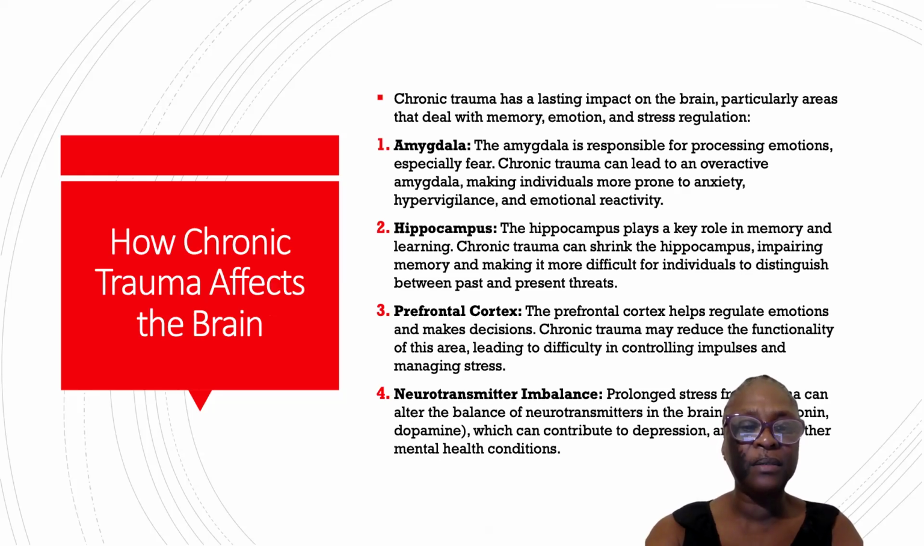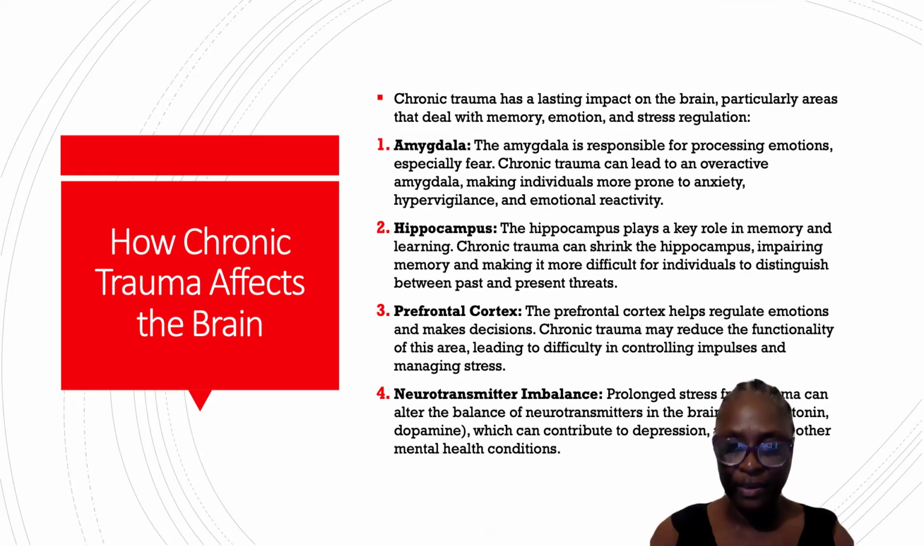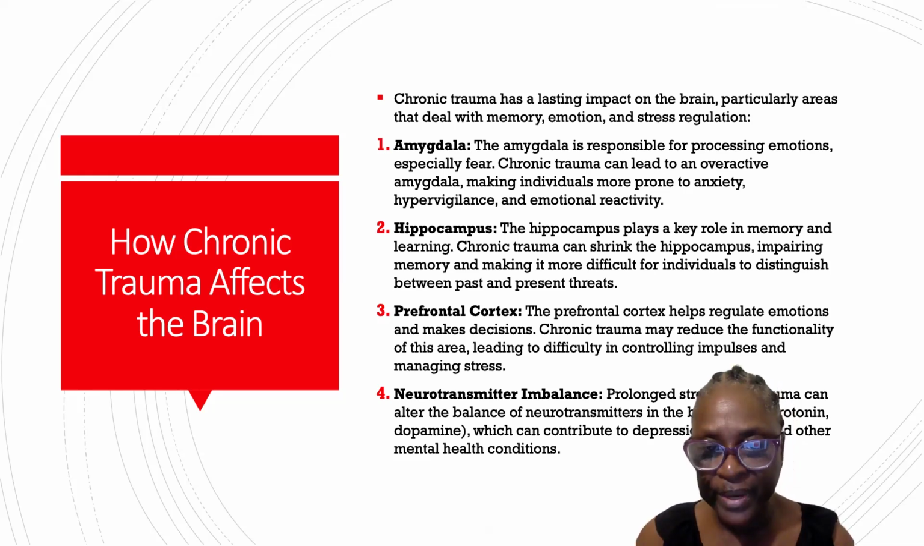How chronic trauma affects the brain. Chronic trauma has a lasting impact on the brain, particularly areas that deal with memory, emotions, and stress regulation. Amygdala. The amygdala is responsible for processing emotions, especially fear. Chronic trauma can lead to an overactive amygdala, making an individual more prone to anxiety, hypervigilance, and emotional reactivity.